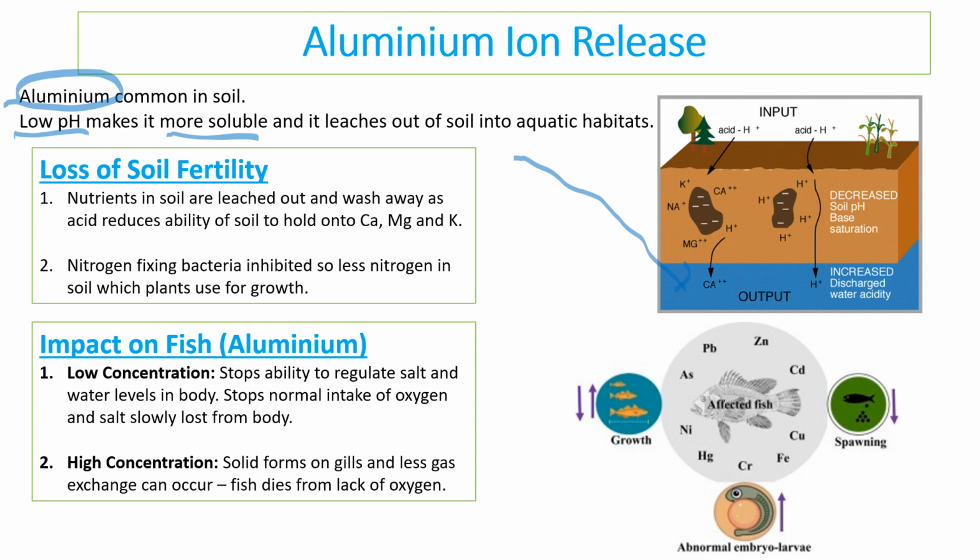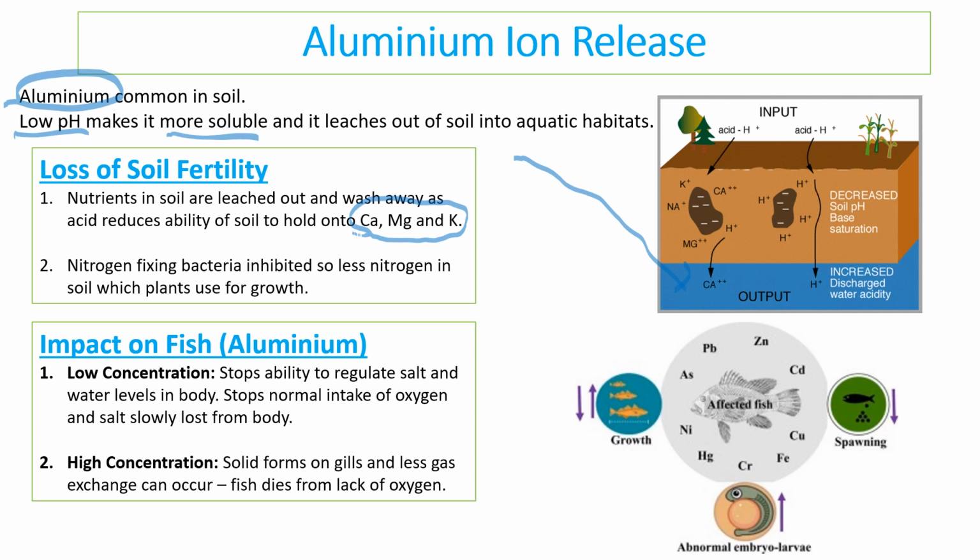Now, this increases two problems. This causes a loss of soil fertility because nutrients in the soil might get washed away in the acid. So whilst we're talking about aluminium there, three important nutrients that get washed away with the acid are calcium, magnesium and potassium. And also the nitrogen fixing bacteria, as we said a few minutes ago, get killed by the acid, and therefore less nitrogen can be uptaken because the rhizobium are dead as a result.